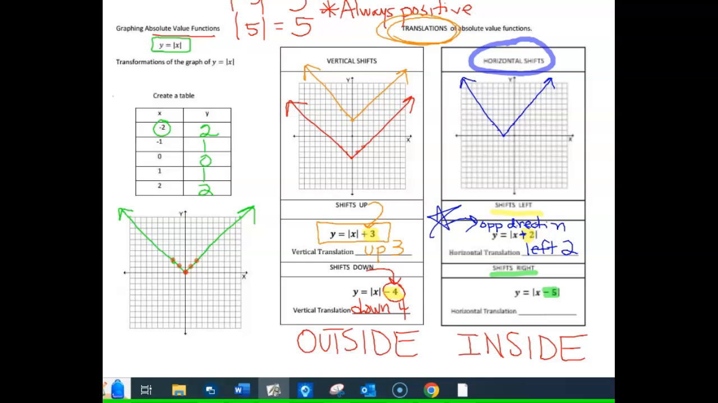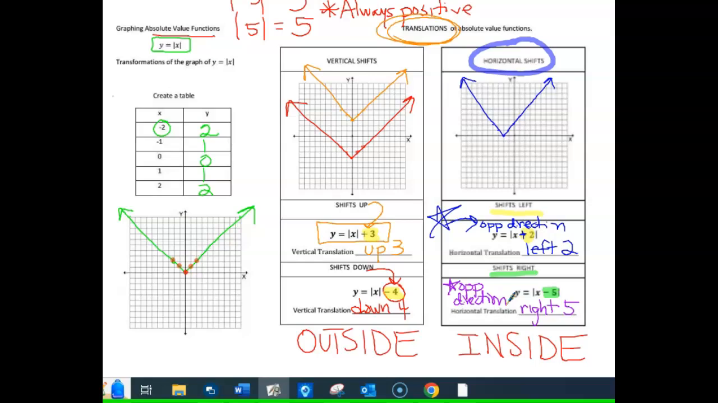Well, -5 you would think is actually left. We have to go the opposite direction. So this one is right 5. So make sure you put a note. Opposite direction. When you shift left or right, you have to remember it's the opposite of what you would think.